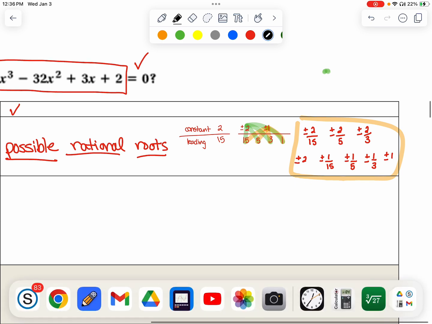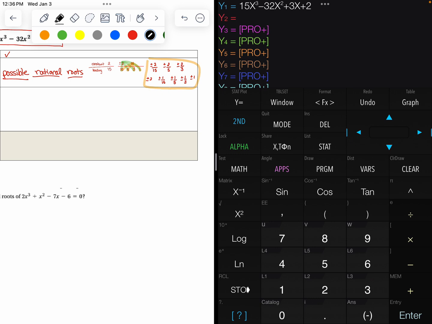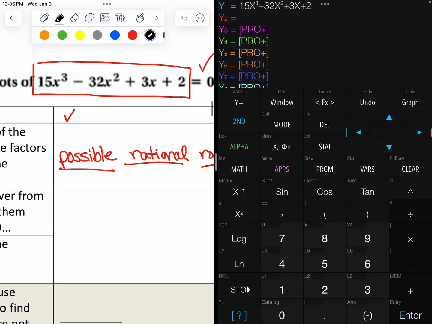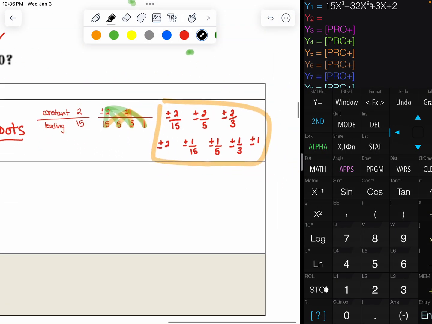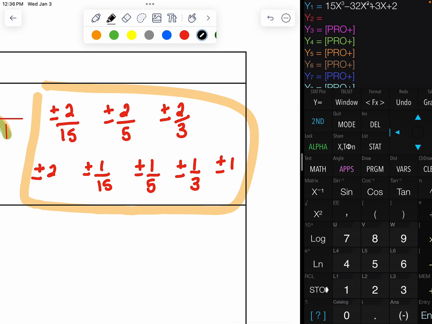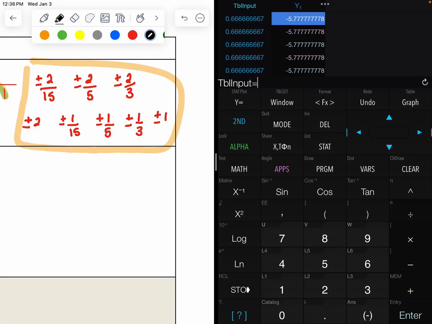So I had to grab a different calculator because the cheap little calculator that comes with the iPad is not a good enough one. And you can see I typed this polynomial in my y equals up here. Okay, so just like your calculator at school, we're going to go to the second button and then go to the table button. And I'm going to type in what I want. I needed to try 2 over 15 and negative 2 over 15. Neither of those made 0, so I'm going to put an X through them.